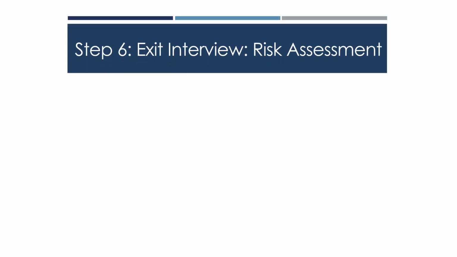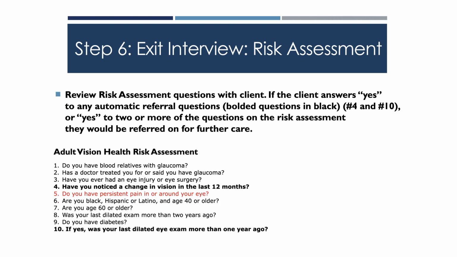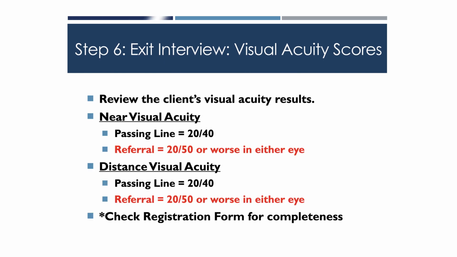Again, I want to emphasize, the risk assessment portion is the main portion adults don't pass in the vision screening process. So again, for an adult to be a referral on the risk assessment, if they answer yes to question 4 or 10, or they answer yes to 2 or more questions, they would be a referral to care. And again, for visual acuity, if adults score above 20/40 in either eye on distance or near, they would be a referral to care as well.